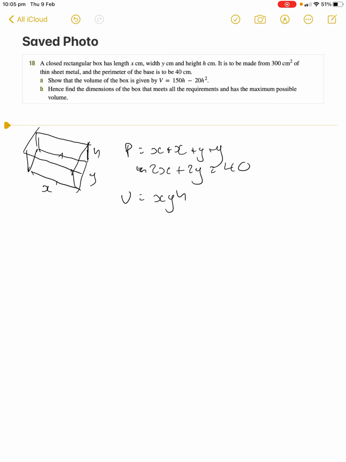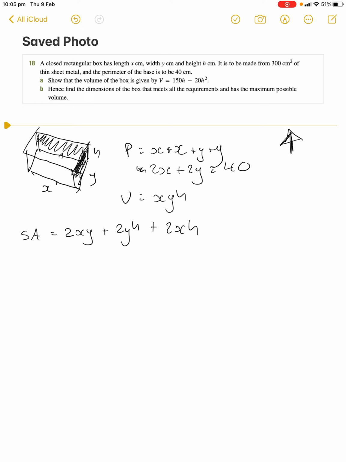We also know one other piece of information, and I can't draw it up there because it's going to go crazy. It's to be made from 300 centimeters squared of thin metal sheet. So that means the surface area of the box must be equal to 300 centimeters squared, because that's what I'm making it out of. The surface area is 2 times the area of the base, which is xy, plus 2 times the area of one of these faces that I'm shading on the side here, which is yh, plus 2 times the area of the back face, xh, the area of all 6 sides of my rectangle.